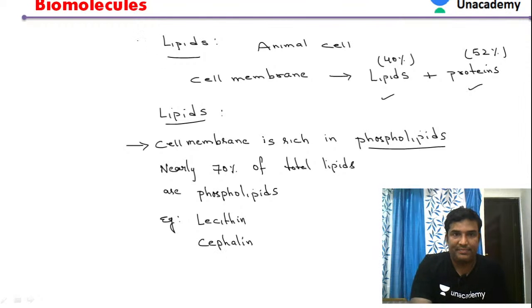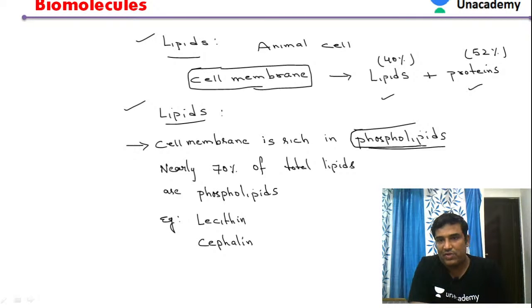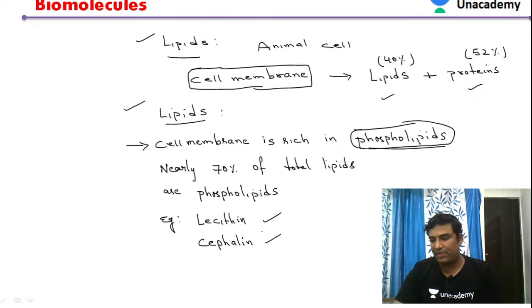So lipids are present in the animal cell, in the cell membrane. They contribute about 40%, and proteins contribute about 52%. In the lipids, specifically, what type of lipids is it made up of? It is rich in phospholipids. The best examples of phospholipids are lecithin and cephalin.